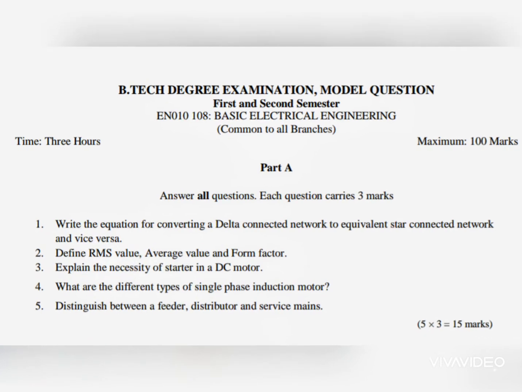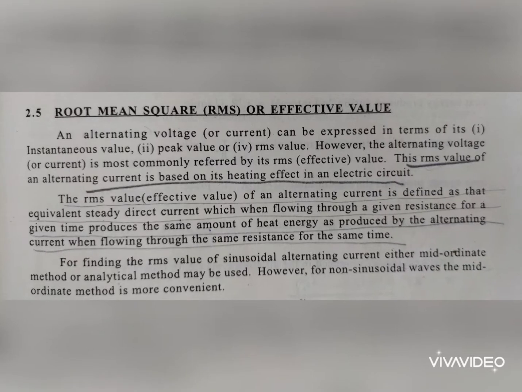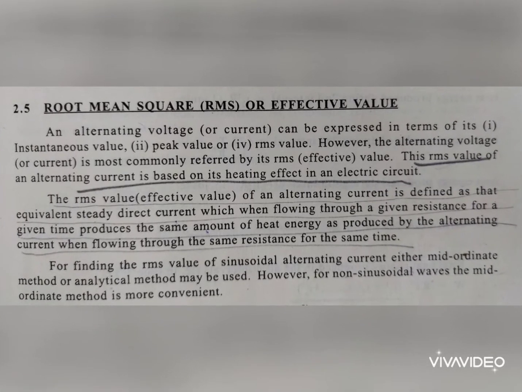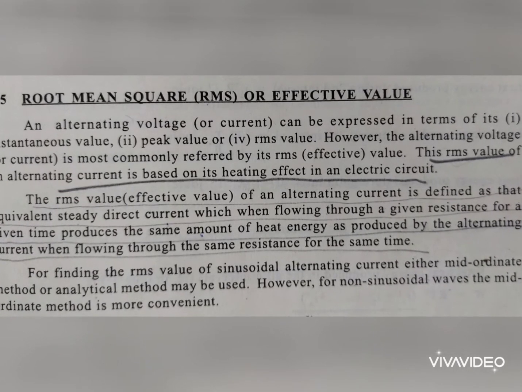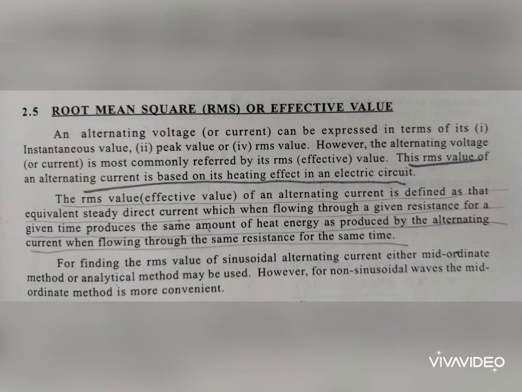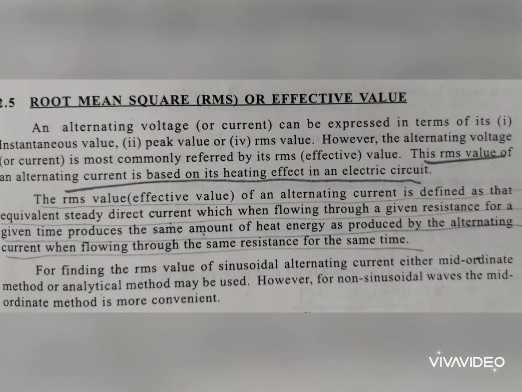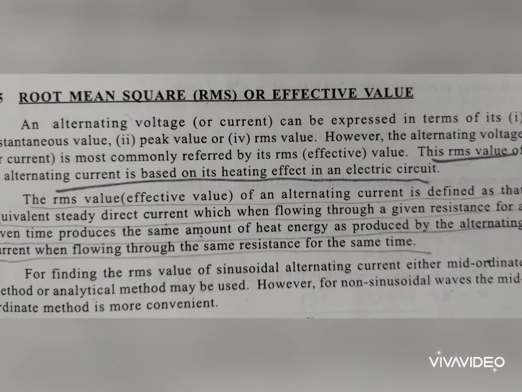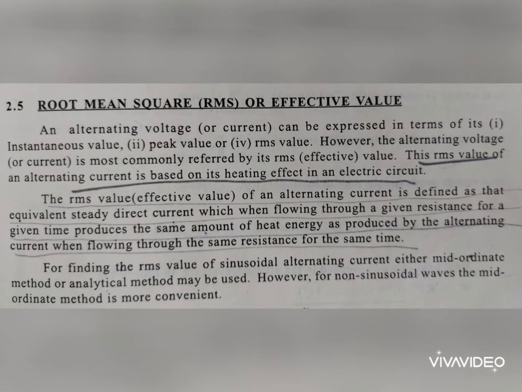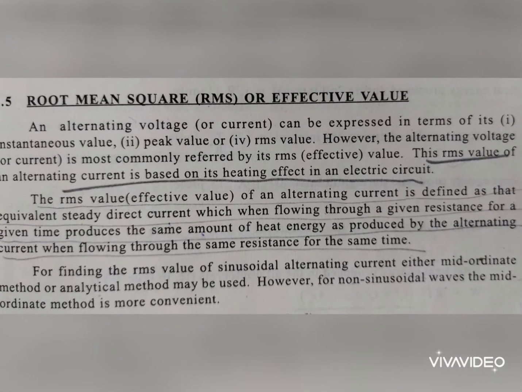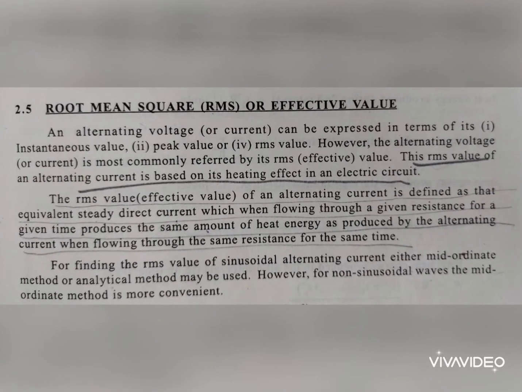The second question is, define RMS value, average value and form factor. RMS value is the root mean square or effective value. The RMS value of an alternating current is defined as that equivalent steady direct current which, when flowing through a given resistance for a given time, produces the same amount of heat energy as produced by the alternating current when flowing through the same resistance for the same time. So the RMS value of an alternating current is based on its heating effect in an electric circuit.